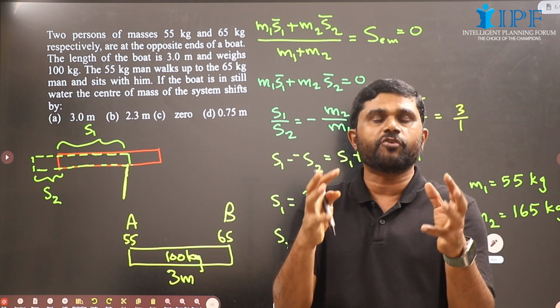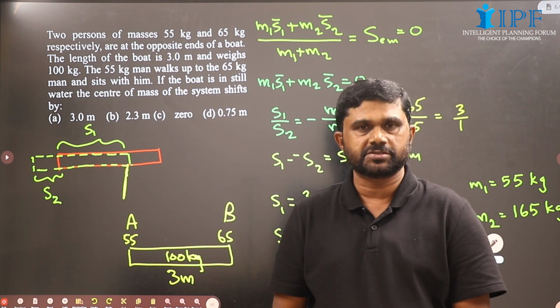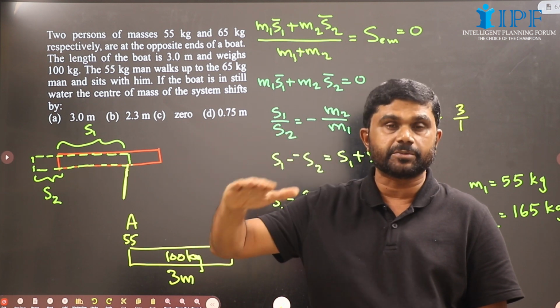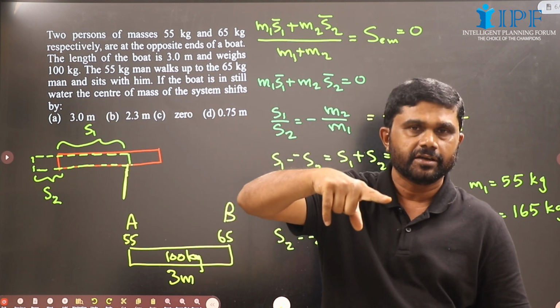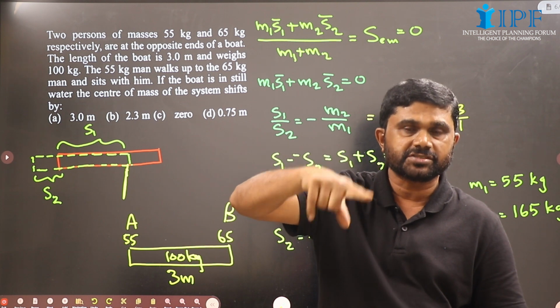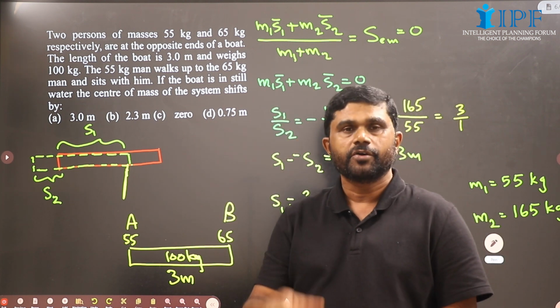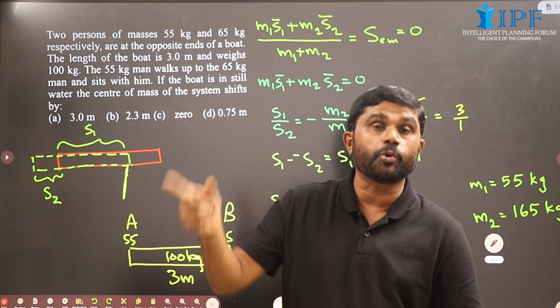So initially what would be the velocity of the center of mass? m1 v1 plus m2 v2 plus m3 v3 divided by m1 plus m2 plus m3. But initially all the three bodies are at rest. So v1 is 0, v2 is 0, v3 is 0. So the velocity of the center of mass is 0 initially.